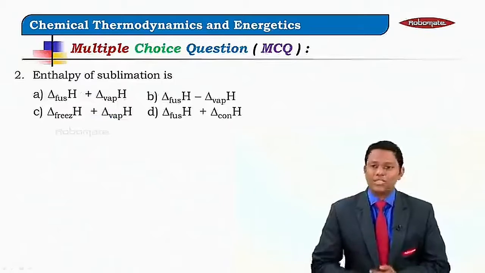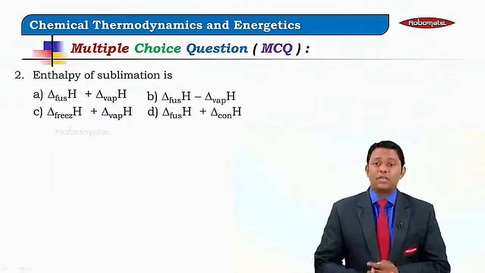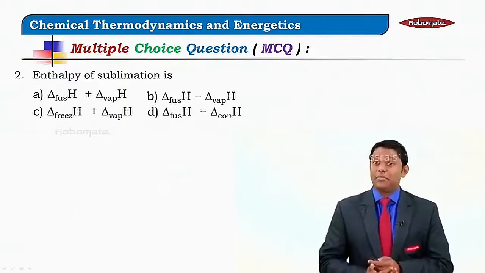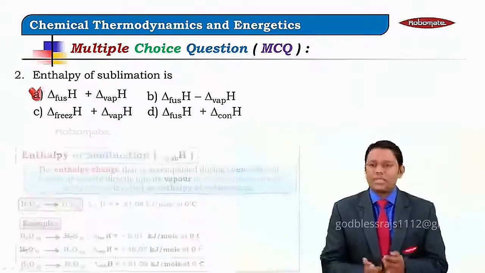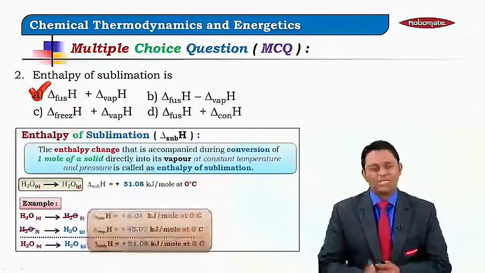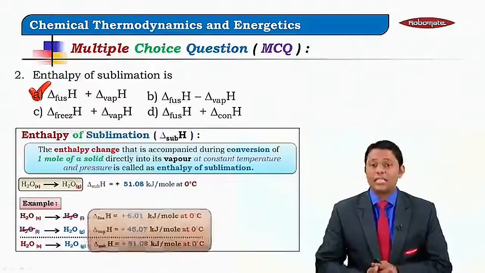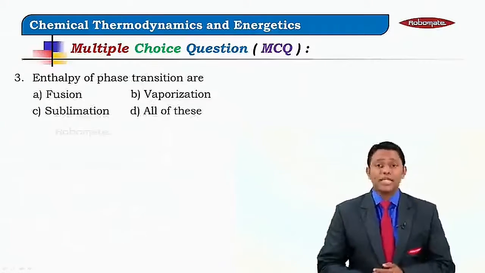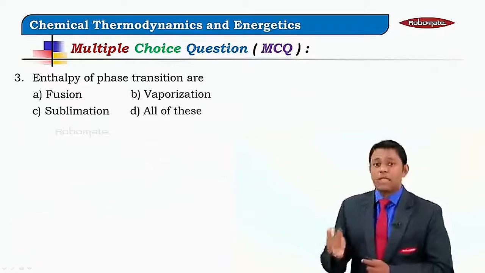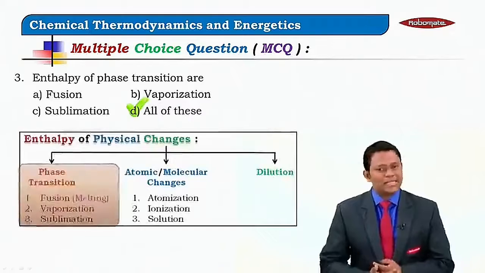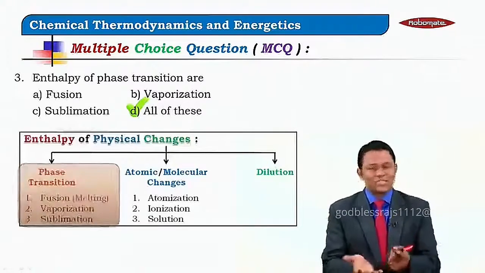The second question says the enthalpy of sublimation is. We just did the sum based on this concept, that is enthalpy of sublimation. In sublimation, it is nothing but fusion plus vaporization, and the right option is option A, because it says fusion plus vaporization. The third question: enthalpy of phase transitions are fusion, vaporization, sublimation, or all of these. And I guess the answer is very simple. The answer is all of these.